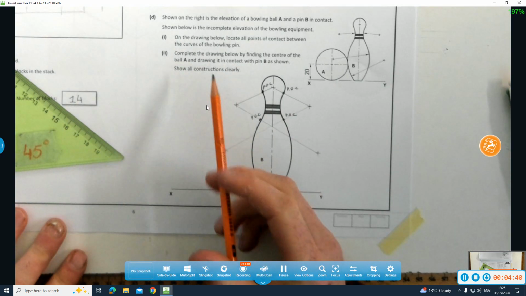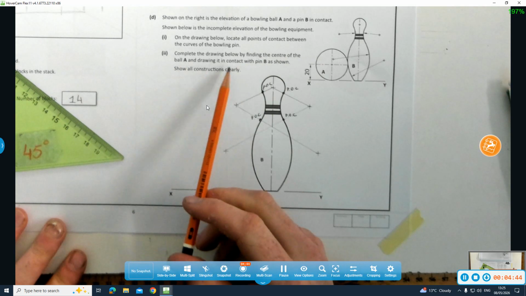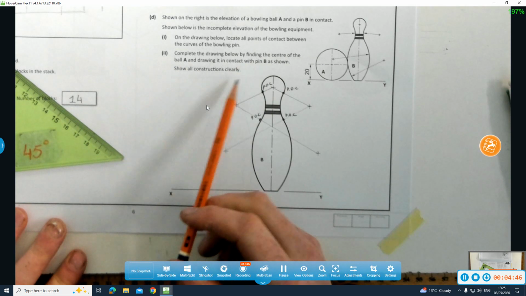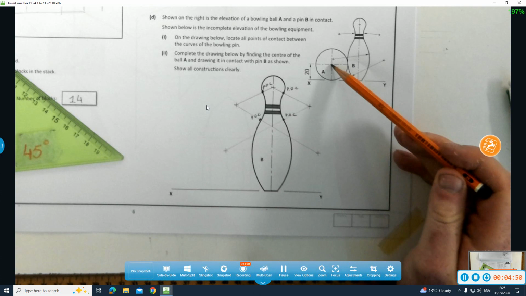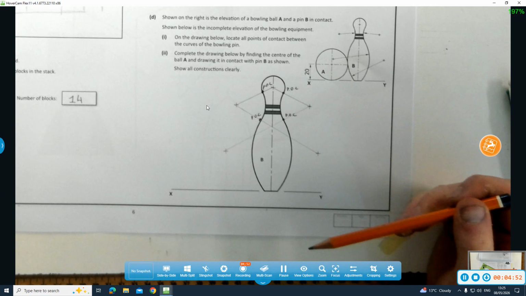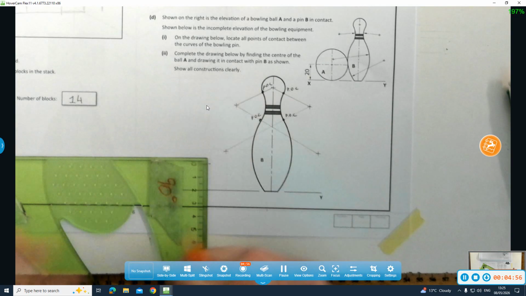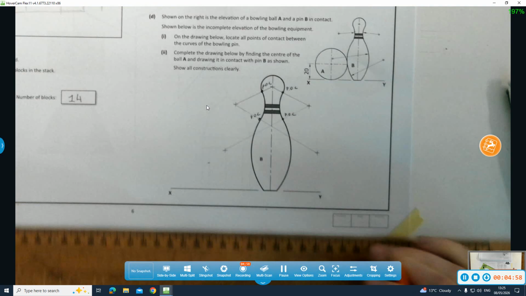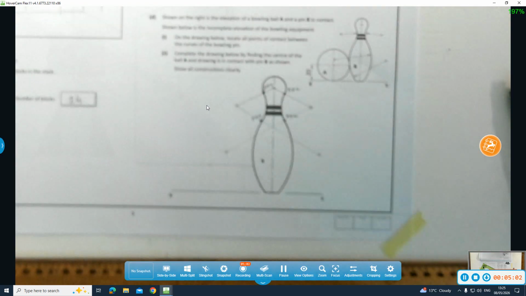Complete the drawing below by finding the centre of the ball A and drawing it in contact with the pin as shown. Show all construction lines clearly. The ball here touches the ground and the centre is 20 millimetres above the ground. So what I'm going to do is come to the ground here, measure 20 millimetres up, and draw a line across. So my centre now is somewhere on that.